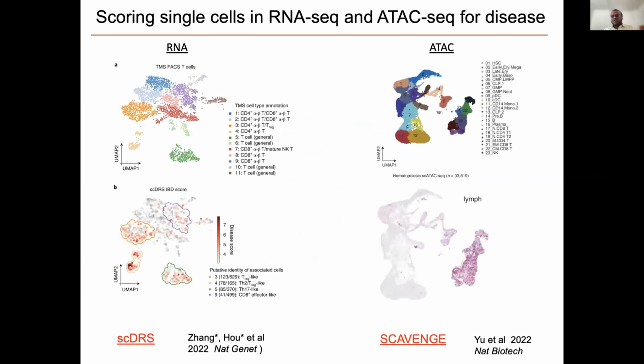Finally, I would just like to flag two other works in the single cell space linking to GWAS. One, this SCDRS method, where the authors looked at scoring cells in RNA-seq data based on the GWAS information and the gene expression information at the level of a single cell. And a similar kind of effort was pursued by Fulong Yu from Vijay Sankaran's group, where he looked at ATAC-seq data and scored cells based on combining the ATAC-seq information at a cell level with that of the GWAS.